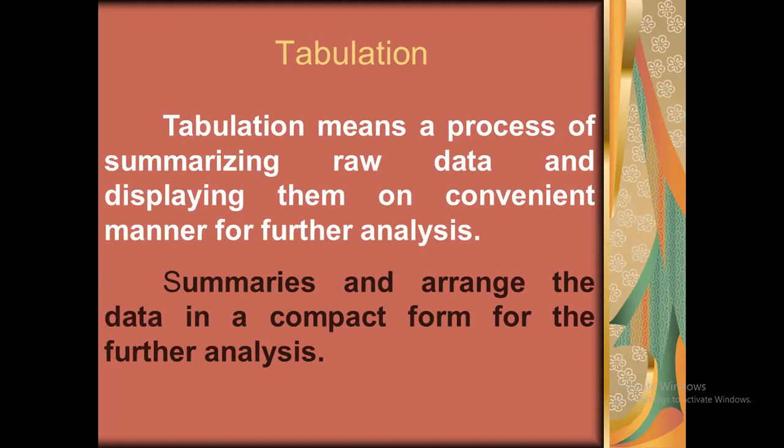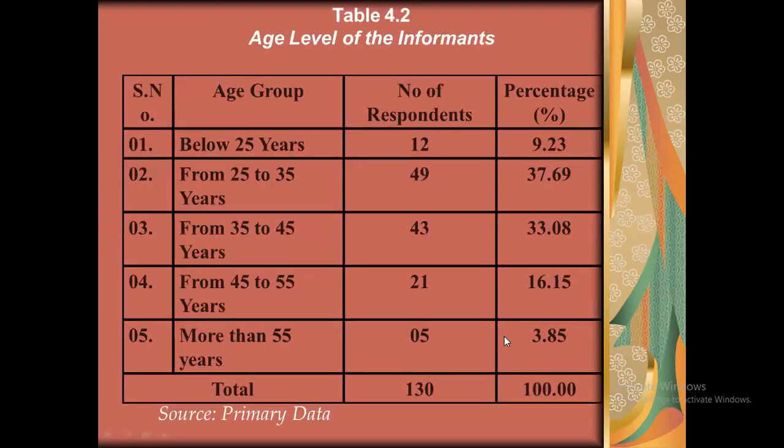Tabulation means a process of summarizing the raw data and displaying it in a convenient manner for further analysis. It helps to understand the data in a simple manner without the help of others. It provides huge and complex data in a systematic and easily understandable manner. This is an example of a table.